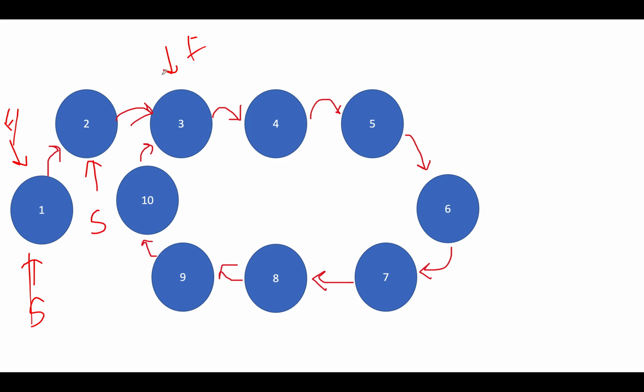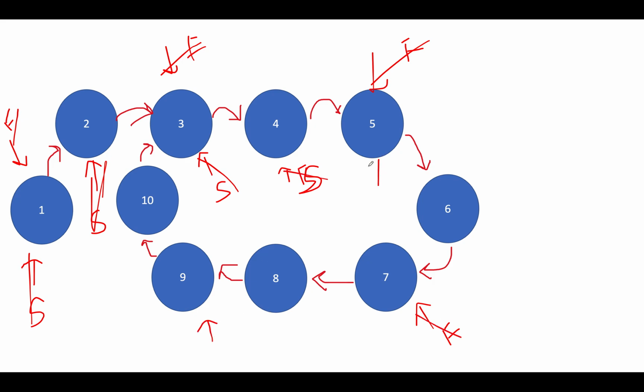Let's proceed ahead. In the next iteration, the fast one moves by two locations, it hops to 5, and the slow one moves by a single location, which is 3. Let's proceed ahead. The fast one moves by two locations, it points to 7, and the slow one moves by a single location, it points to 4. Let's proceed ahead. Now the fast pointer moves by two locations, it points to 9, and the slow one moves by a single location, it points to 5.